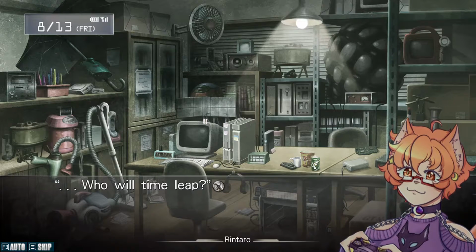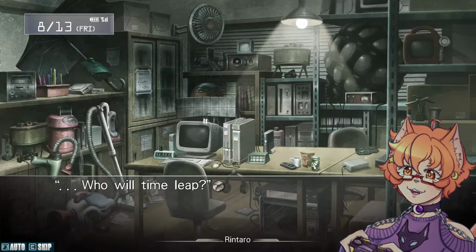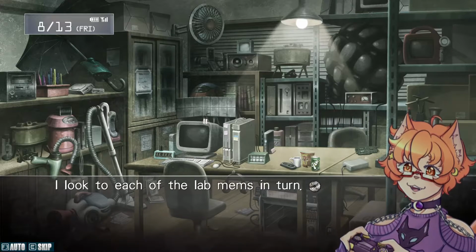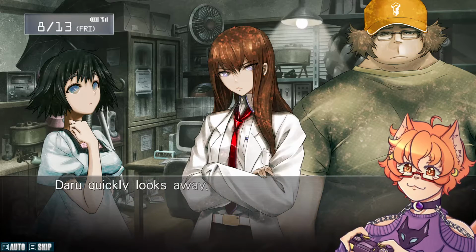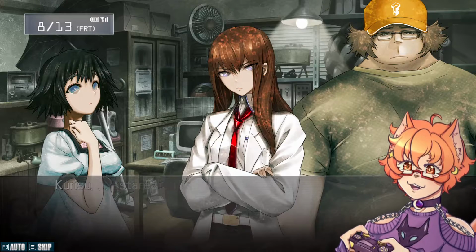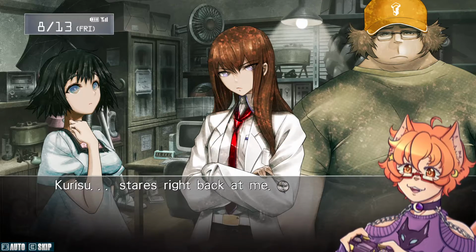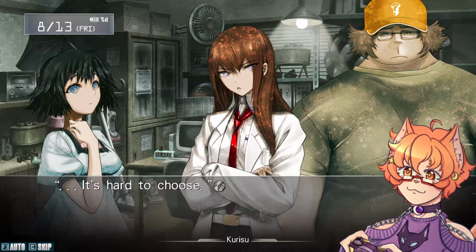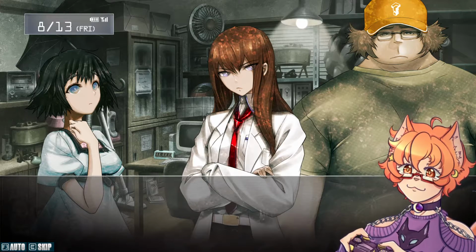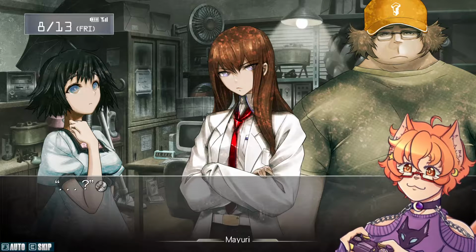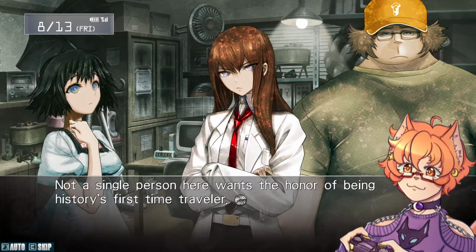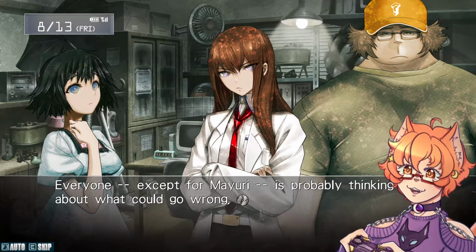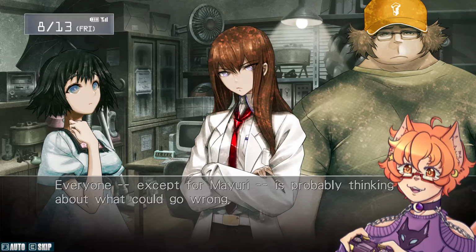Who will time leap? Maybe you should, Okuren. You're already having the memory stuff. I look to each of the lab mems in turn. Daru quickly looks away. Mayuri's expression is blank. Risu stares right back at me. It's hard to choose. I'll pass. It's between Okabe and Kurisu. Not a single person here wants the honor of being history's first time traveler. Everyone except for Mayuri is probably thinking about what could go wrong.